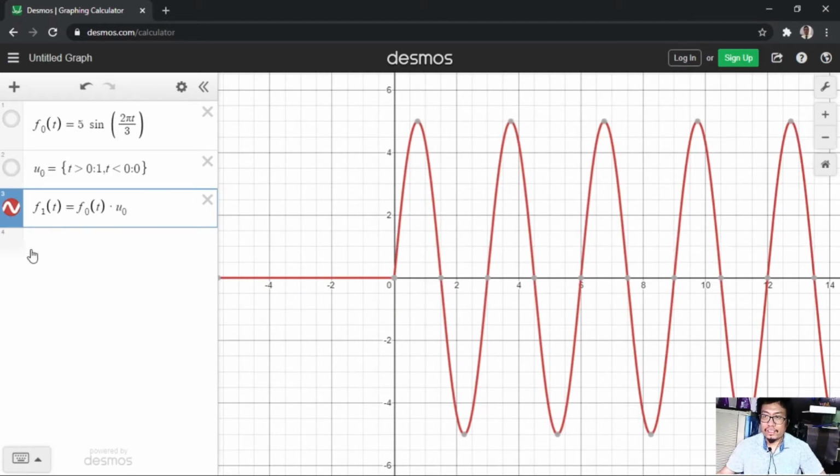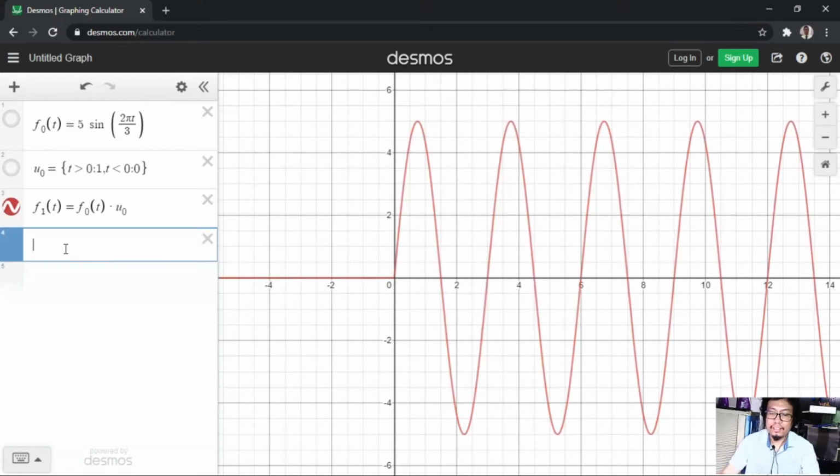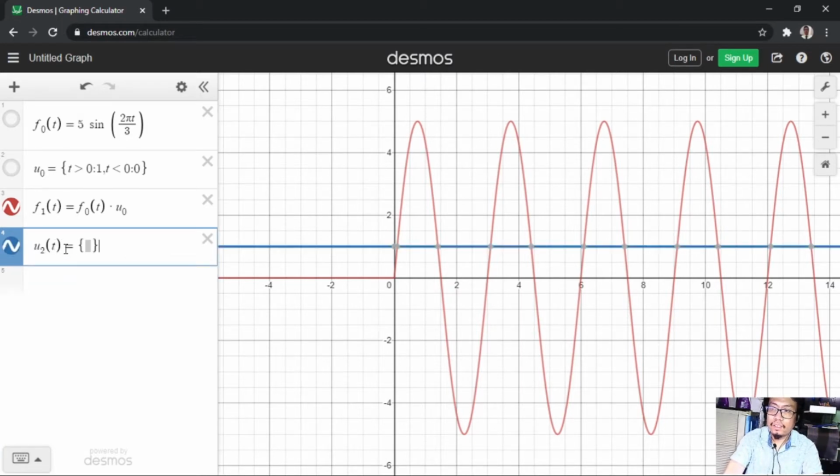Say for example, let's produce a step signal that is delayed by 2 seconds. Let's have u2 of t. If it is delayed by 2 seconds, it means that when t is greater than 2, that is when your signal is 1, while for t less than 2, your signal is basically 0.